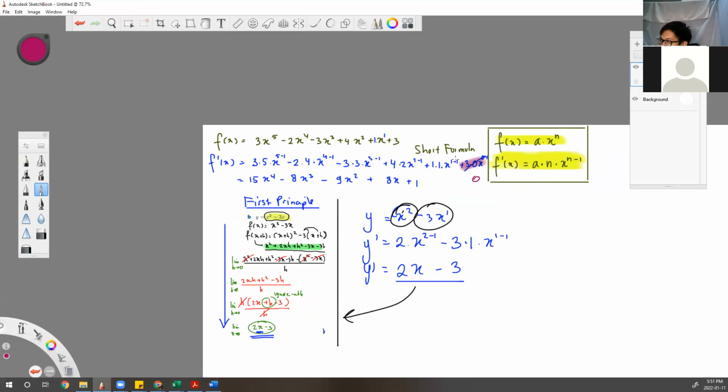So how about this? 1 minus 1 is 1 times x power 0. x power 0 is 1. 1 times 1 is 1, right? 3 times 1 is 3. See? Get it, Vicky?